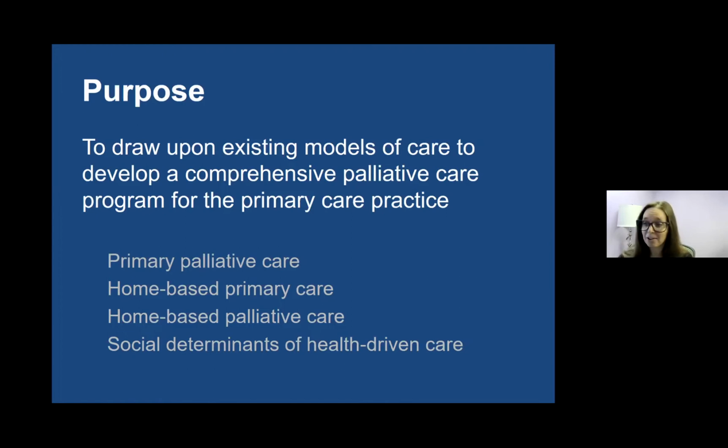There's home-based palliative care, which has existed for some time, but is usually reserved for the sickest of the sick patients and people who are very, very close to the end of life. And lastly, we have social determinants of health-driven care. By this, I mean taking into account the patient's environment, the resources that they have, the caregivers that they have, so that when care is being planned for that patient, the provider can better understand what that patient's support system and environment look like, to try to match the care goals with the resources available and try to get patients the resources that they need.